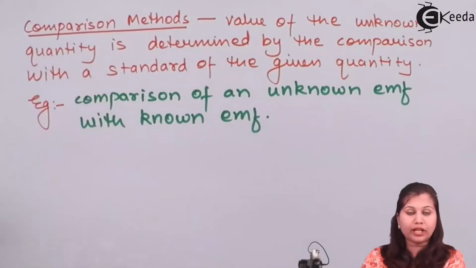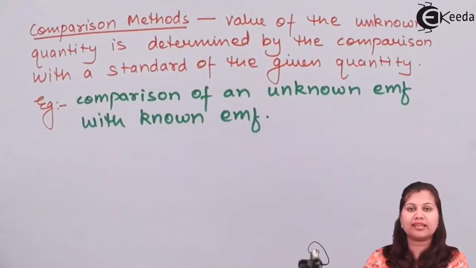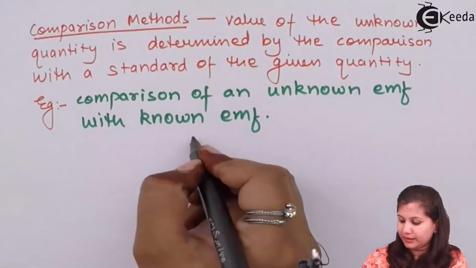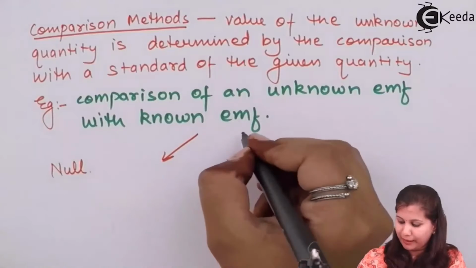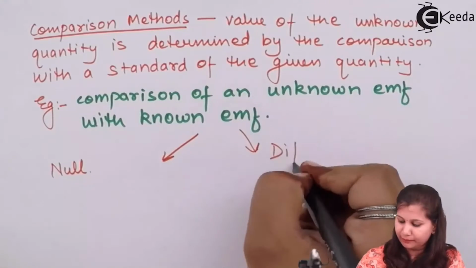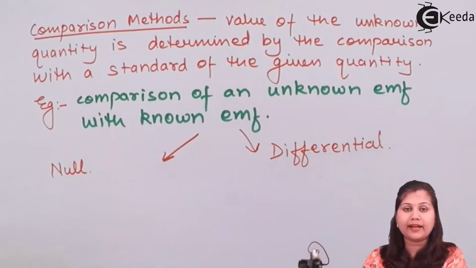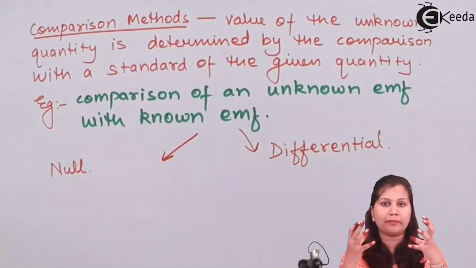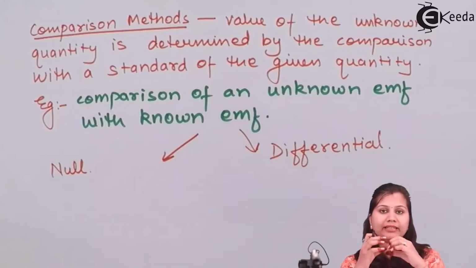Now, these are the two types of direct methods: deflection methods and comparison methods. These comparison methods are also of two types: null comparison methods and differential comparison methods. In the null comparison method, suppose we are measuring a quantity by comparing it with a standard quantity, and this measurement is done by nullifying the effect of the unknown quantity.